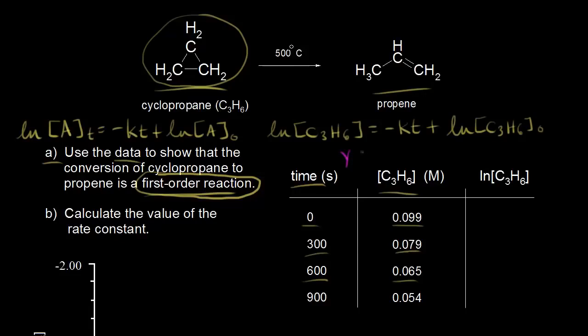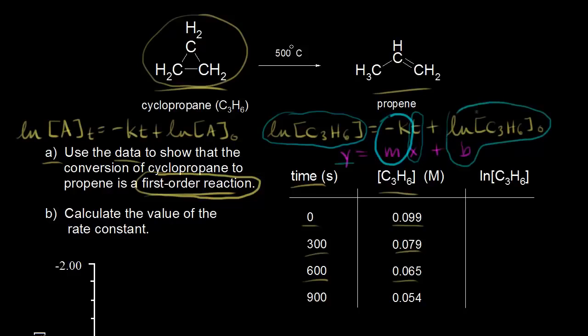which, as we also talked about in the previous video, follows the form y equals mx plus b. So if we put the natural log of the concentration of cyclopropane on the y-axis and time on the x-axis, and we get a straight line or close to a straight line, then we know that the reaction is first order. The slope of that line, m, should be equal to negative k, where k is the rate constant, and the y-intercept should be equal to the natural log of the initial concentration of cyclopropane.